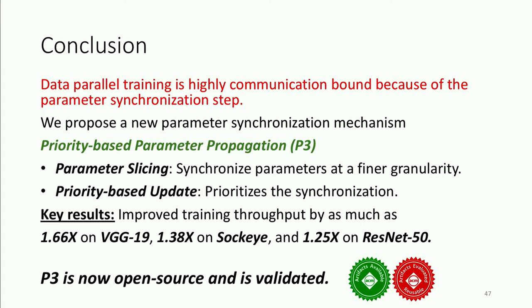And with P3, we managed to get about 66% improvement on VGG19, 38% improvement on Sockeye, and 25% improvement on ResNet-50. Finally, the P3 source code is open. We have also validated the results and the source code using the SysML artifact evaluation method. If you want to reproduce the results, the instructions are available in the appendix of the paper. Thank you.